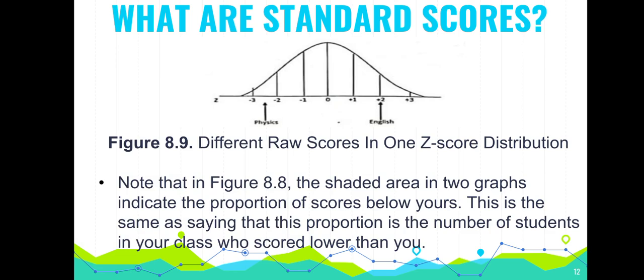So, yun nga, as you can see, yung physics is dito siya naka-line up sa negative side and yung English naman is sa positive side. So, note that in figure 8.8, the shaded area in two graphs indicate the proportion of scores below yours. So this is the same as saying the proportion of the number of students in your class who scored lower than you.